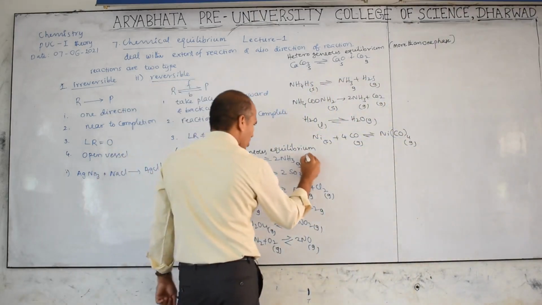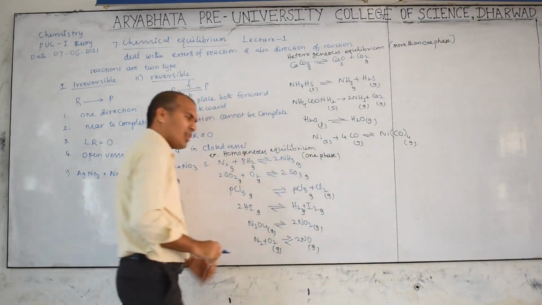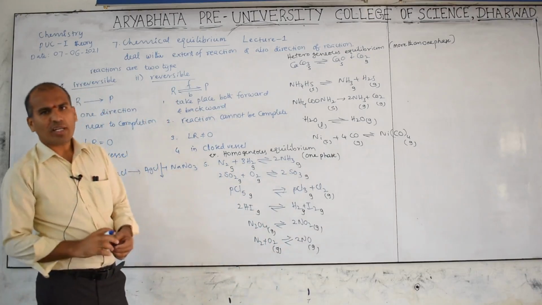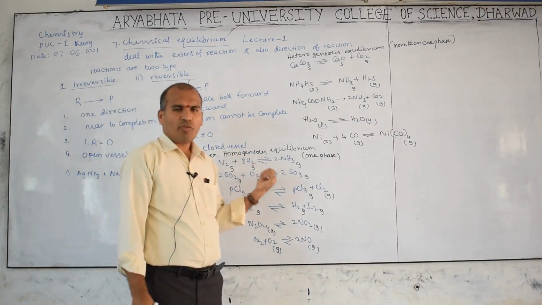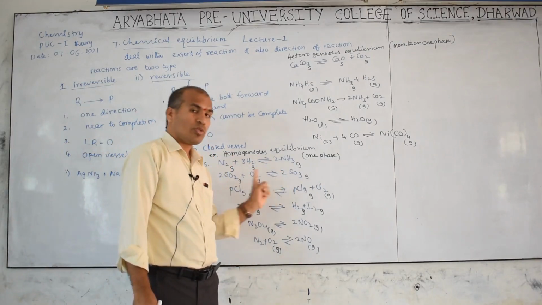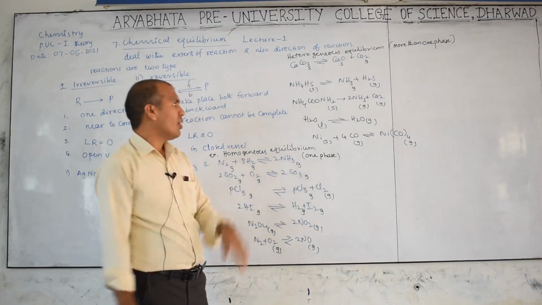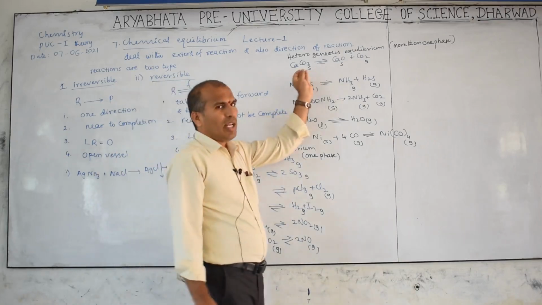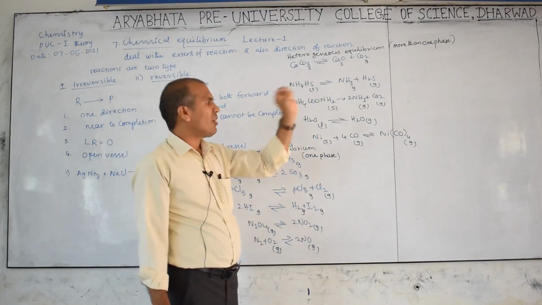Homogeneous equilibrium is in one phase. In that, reactant and product should be in one phase. So write clearly in your notebook because these are very important. Homogeneous equilibrium means reactant and product are in the same phase. Both should be in the same phase: gas means gas, solid means solid, liquid means liquid. Here, any one reactant or product or both are in a different phase.